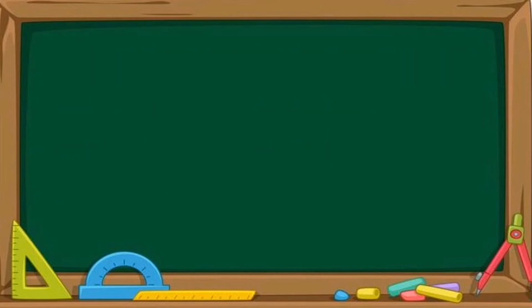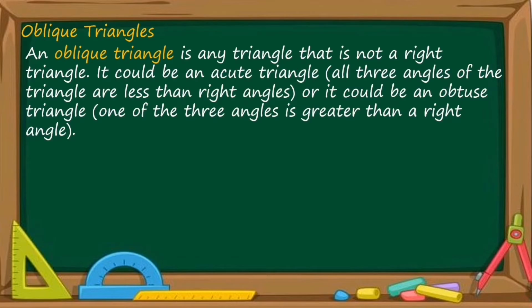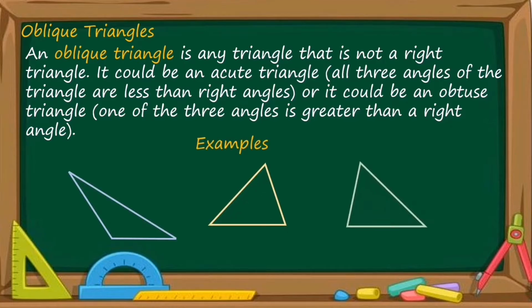And then let us recall the definition of oblique triangles. An oblique triangle is any triangle that is not a right triangle. It could be an acute triangle wherein all three angles of the triangle are less than right angles, or it could be an obtuse triangle wherein one of the three angles is greater than a right angle. Some examples are the following figures.